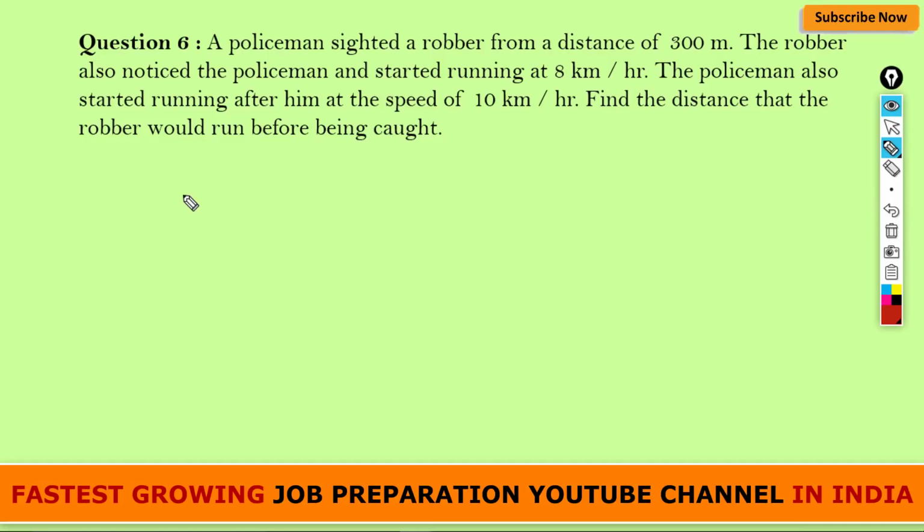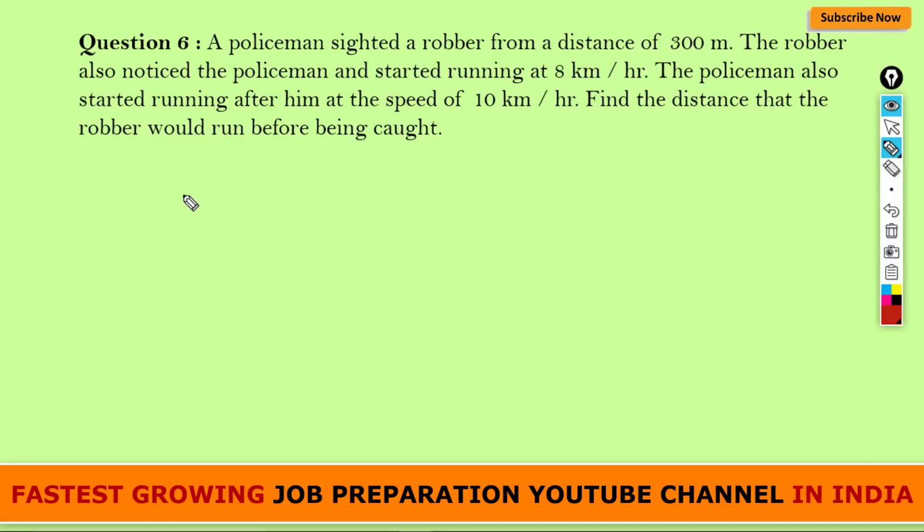The question number 6 is also a question from relative speed. The previous question was when both are moving from opposite directions and when they will collide. This question is a little different one. It is very beneficial for you to learn both kinds. A policeman sighted a robber from a distance of 300 meters.